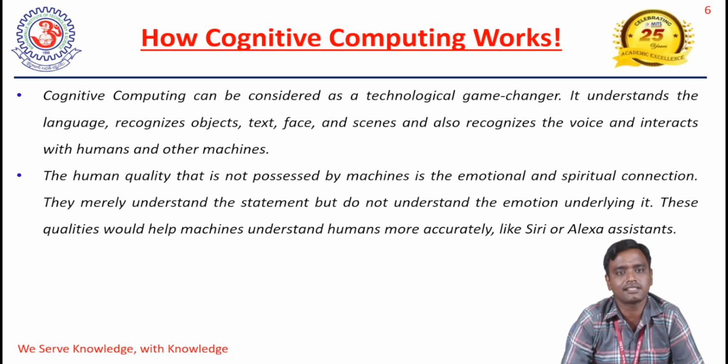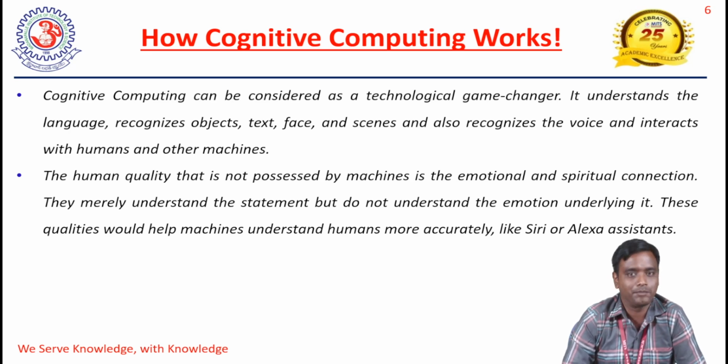This is one thing. And next is the human quality that is not possessed by machines, the emotional and spiritual connection. We discussed how machines will work in the way humans work. A machine can understand content in a way a human can understand, and can process certain things which a human can understand. But humans have certain qualities, that is the emotional qualities and the spiritual connections. These qualities won't be processed by machines.